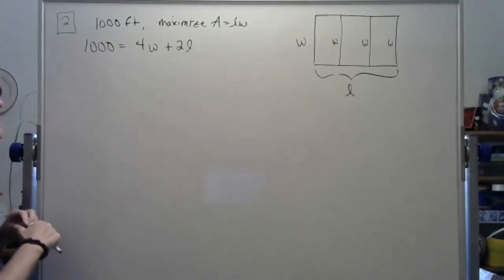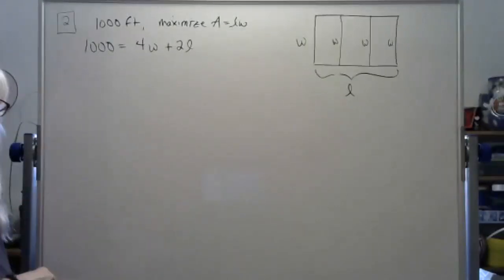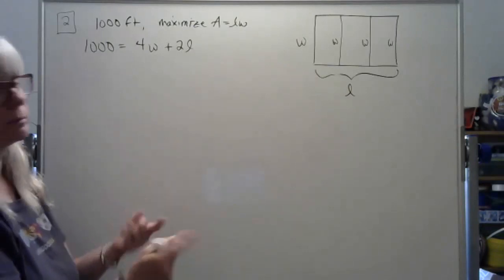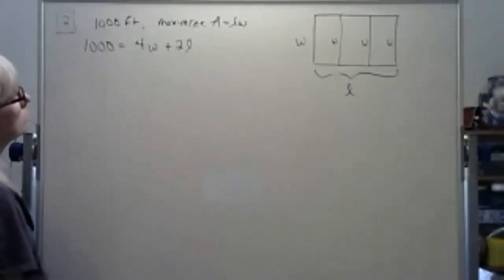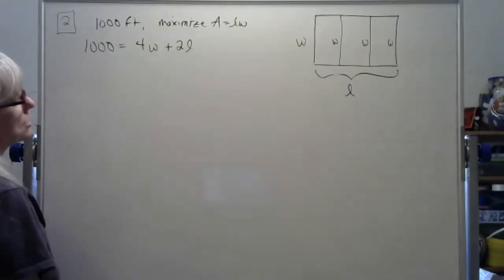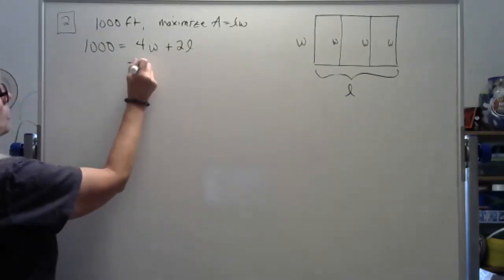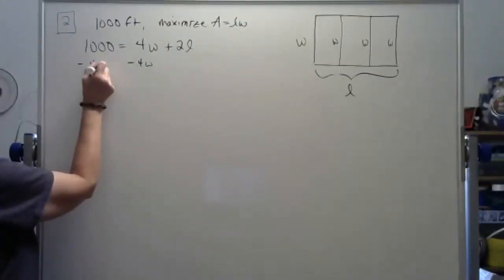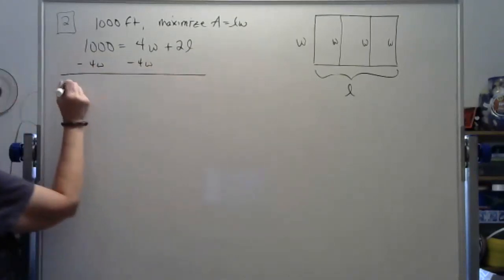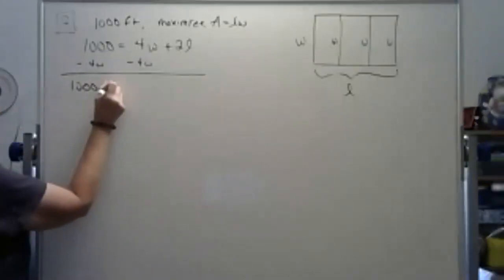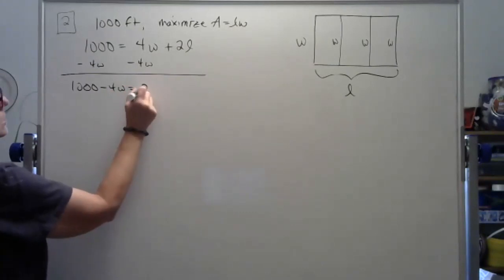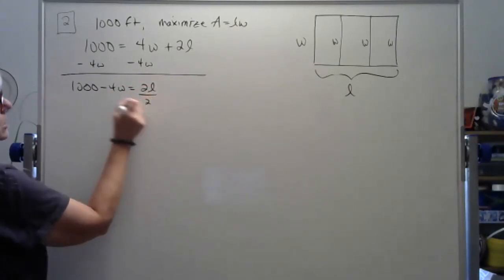So this time, what do you want to solve for? Which is still easier to solve for, the W or the L? Would you rather divide by 4 or would you rather divide by 2? 2. Yeah, let's go solve for L. So we're going to move the 4W. That'll give me 1,000 minus 4W equals 2L. And then we'll divide everything by 2.